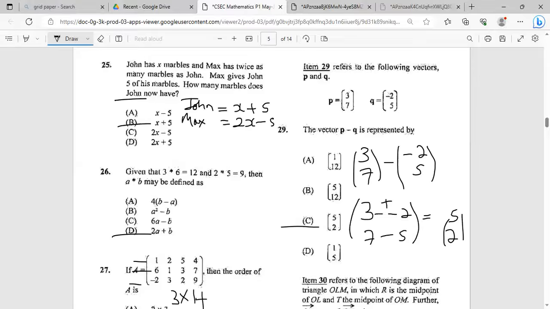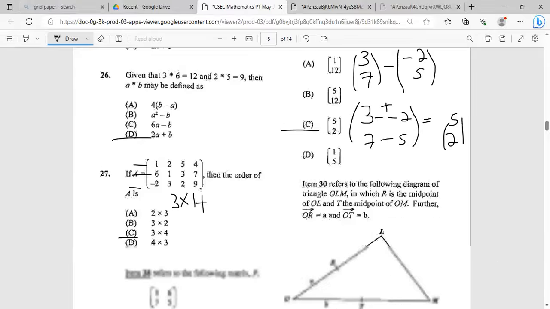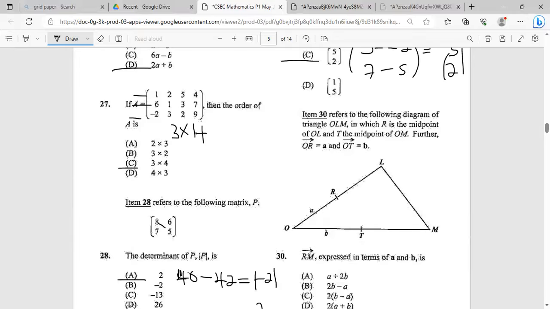Halfway there, guys. Item 30 refers to the following diagram of the triangle OLM, in which R is the midpoint of OL. So see, they give a direction there. R is the midpoint. So these are also in some ways putting in information to make you see more things. The point OM, so from O to M, see there? And now they ask you from R to M.